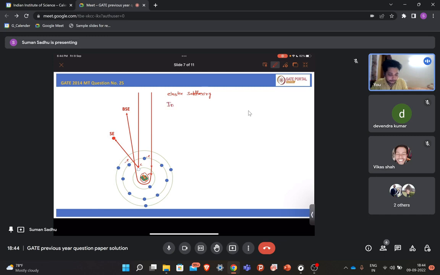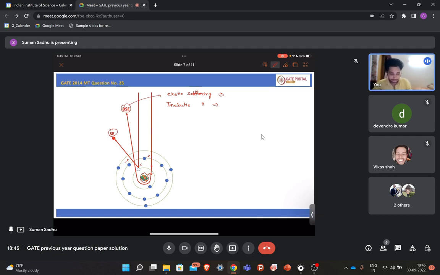Elastic scattering and inelastic. Does anyone know what elastic scattering and inelastic scattering are? Elastic scattering means there is no change in energy. The energy will be the same before and after scattering, with almost negligible change. But in inelastic scattering, most of the energy is transferred to the sample, so there will be an energy difference after inelastic scattering. The BSE signal is because of elastic scattering, and the SE signal is because of inelastic scattering.